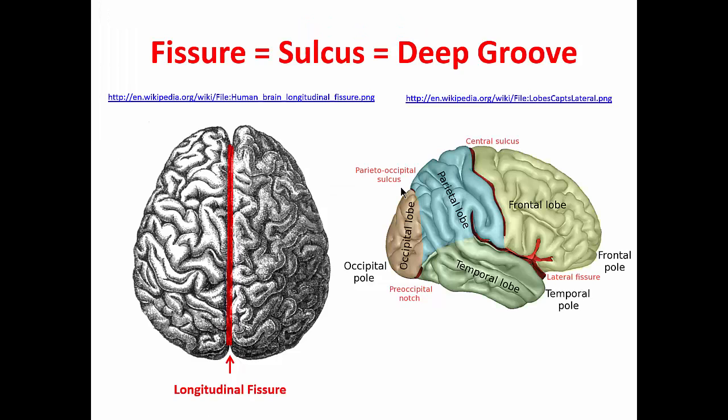Before we look at some more stylized pictures, we want to introduce you to just a little bit more terminology. Biological psychologists use the word fissure or sulcus to mean basically a deep groove in the brain.